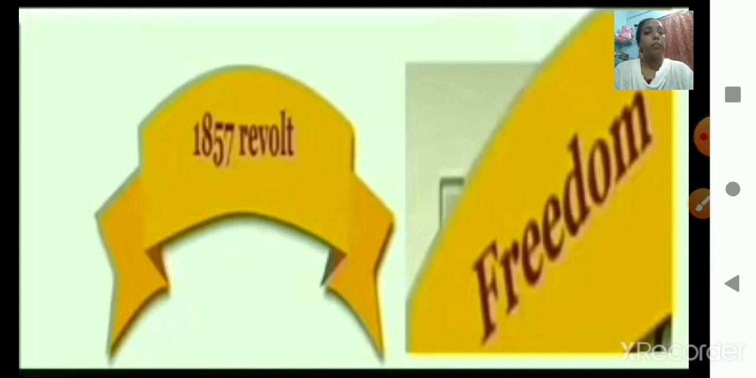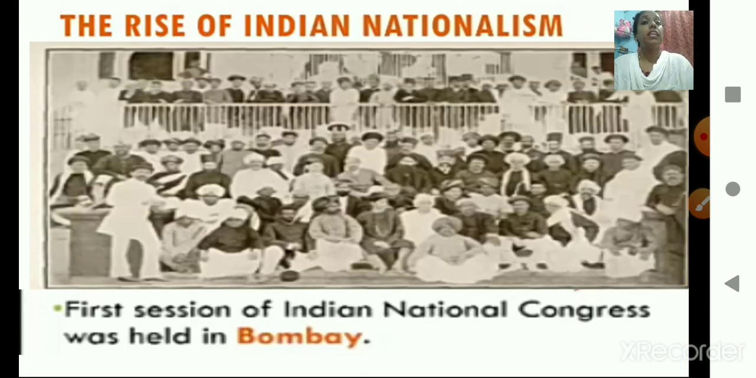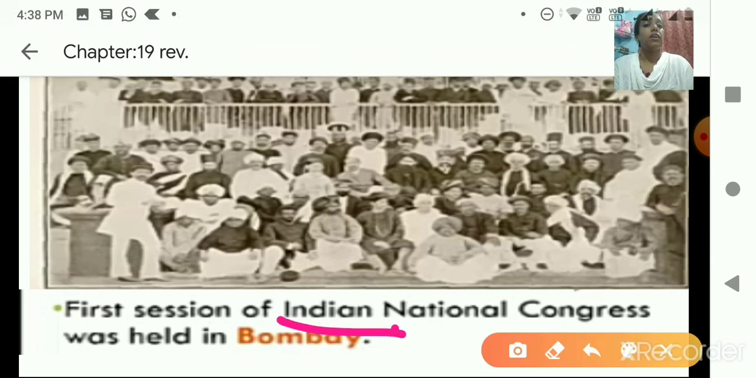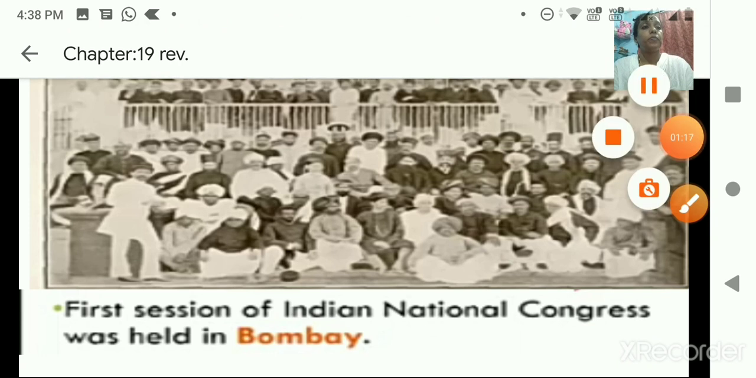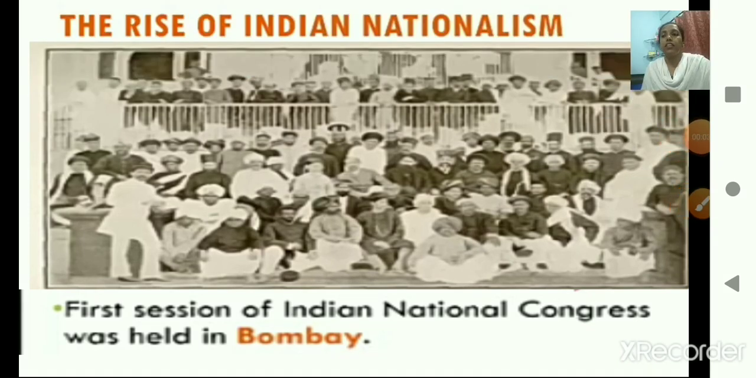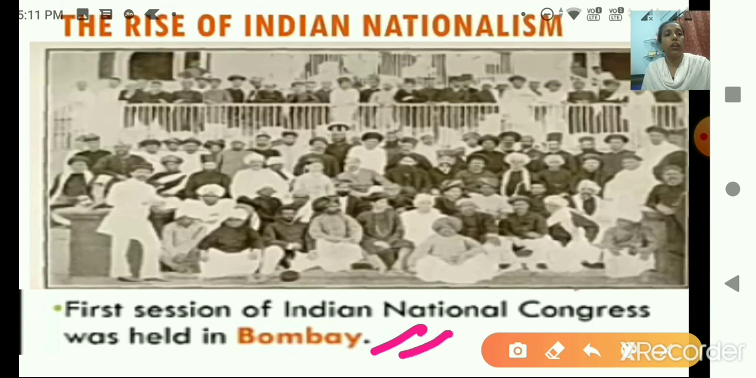Many of these people and some Englishmen who supported the educated people came together. Okay, they came together in the year 1885 and formed the Indian National Congress. What did they form? Yes, they formed the Indian National Congress. The Indian National Congress had its first session at Bombay, which is now called Mumbai. And here is the image on the screen with all the members who were present in this first session.